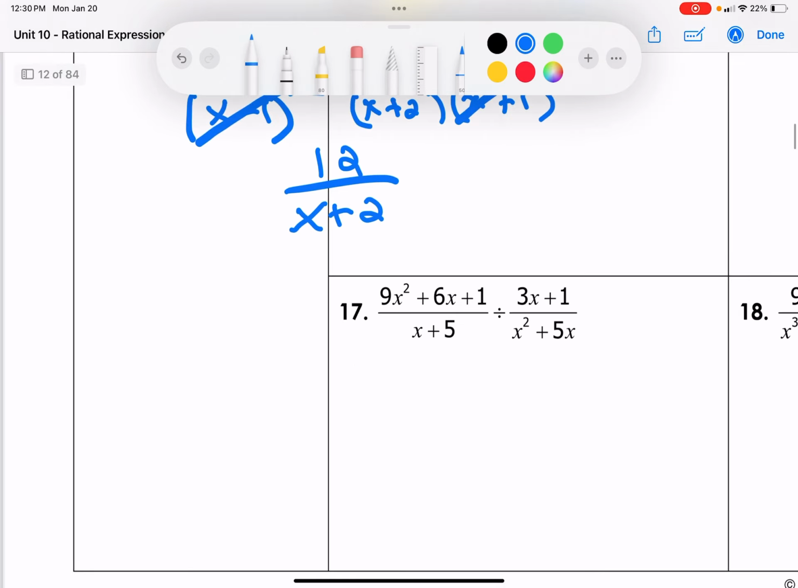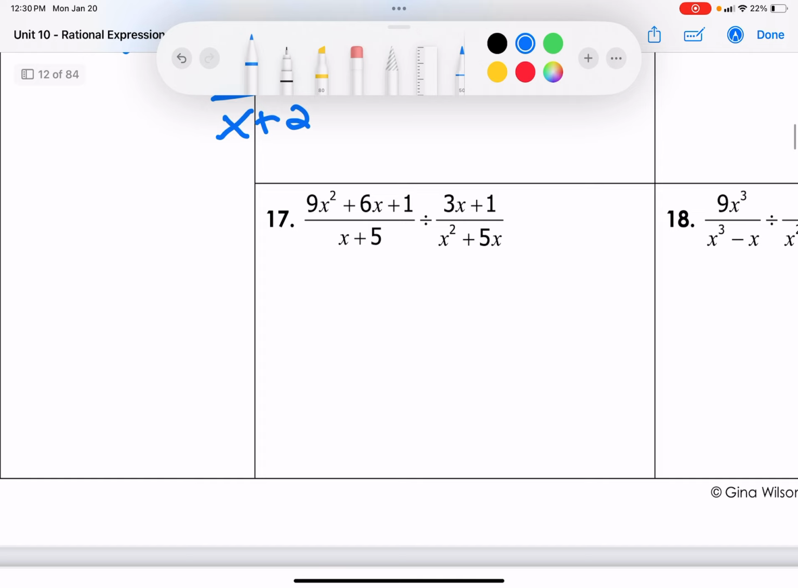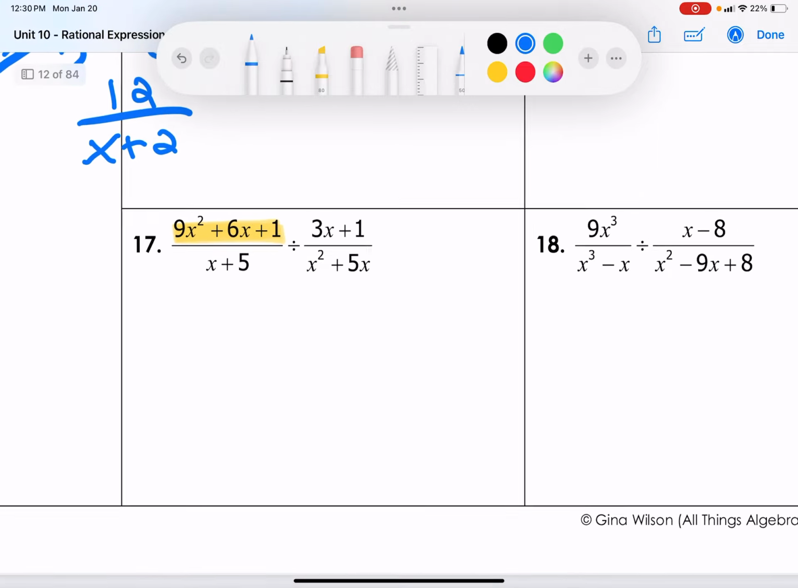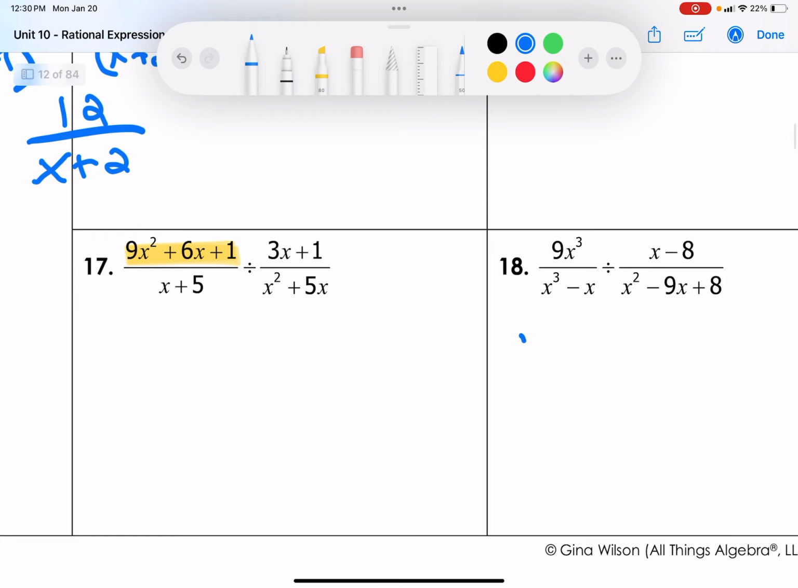All right, and our last one. I'm factoring out the numerator. But it's not a clean factor. I do have that 9, and I can't factor anything out. There's nothing that goes into all three of those terms. So I'm gonna have to factor by grouping. So that's what I'm gonna do first. I have 9x squared plus 6x plus 1.